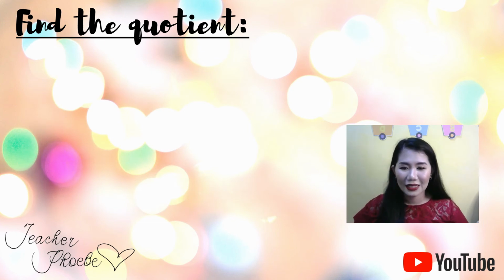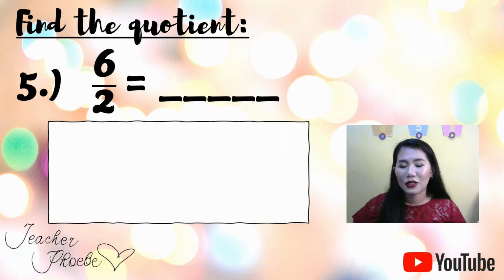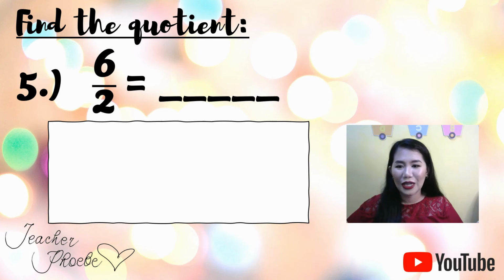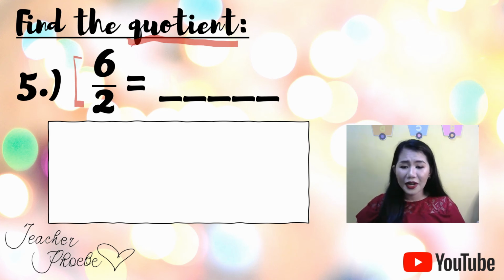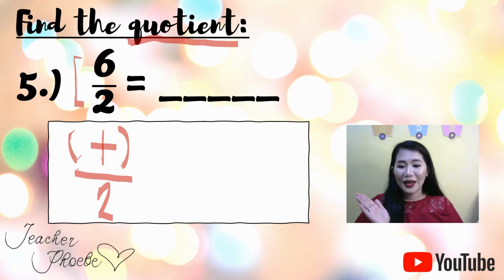Okay, so let us have example number 5, 6 divided by 2. Alright, so as you can see, I have here a fraction, and this fraction means the same thing. You have a division, and you are asked to find the quotient, okay? So, first, what you're going to do is identify the sign of the numerator and identify the sign of the denominator. So, ano ba ang sign ng numerator natin? Yung 6. Ang sign niya ay positive. Okay? While, ano naman ang sign ng denominator natin? Yung 2. Correct. Ang sign niya ay positive.